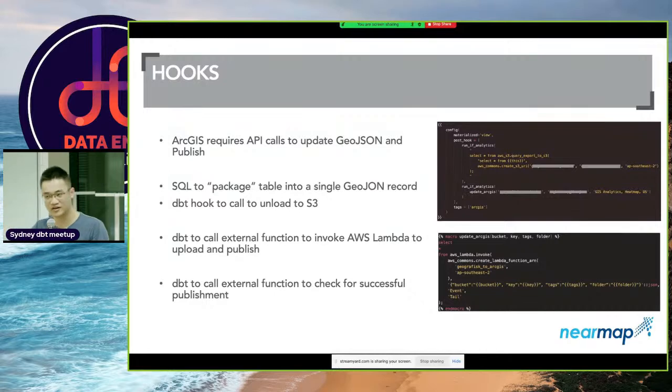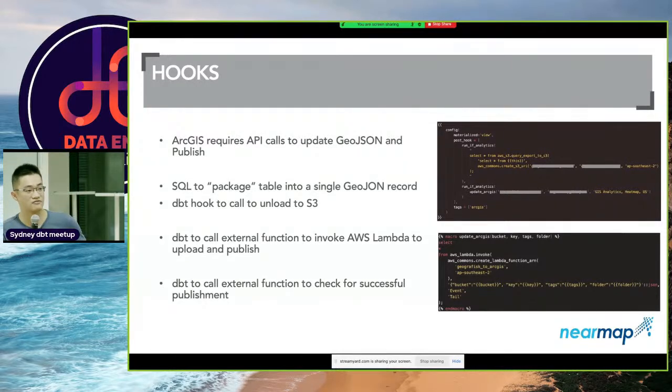So there's no real direct integration between Postgres, our geospatial data warehouse, and our GIS BI tool, which is ArcGIS. We needed to find a way to push the data out, to create a file and then push the data out via API to ArcGIS. And you know what? We managed to do it mostly with dbt as well.